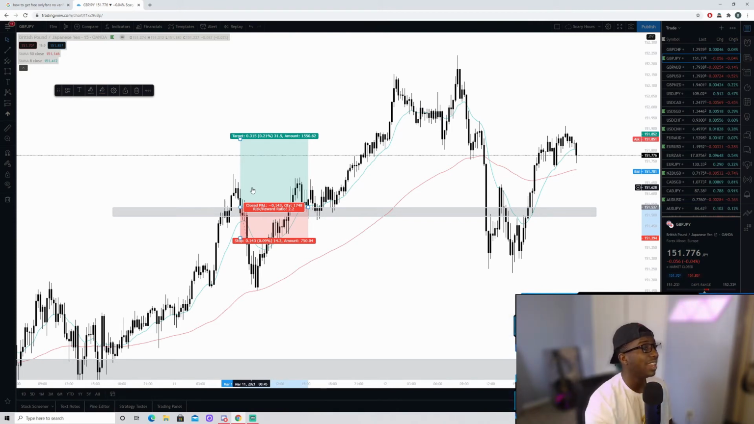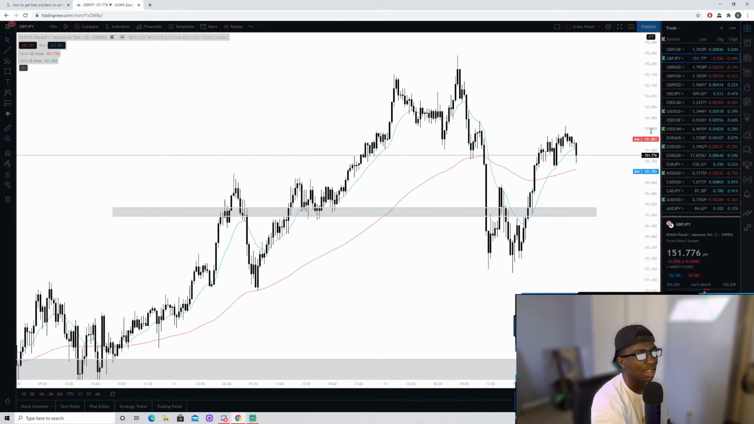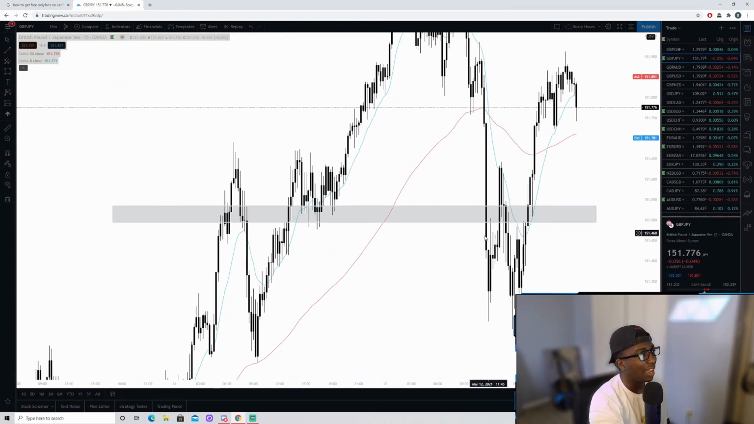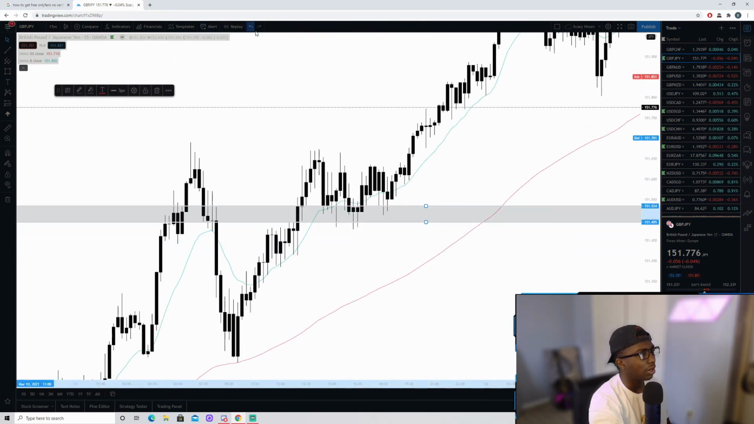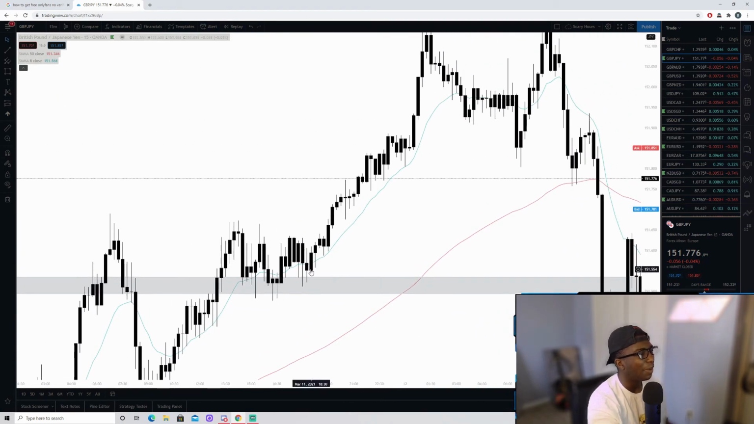So to avoid getting stopped out, what I like to do is, hold on, let me zoom in so you guys can see. What I like to do is I like to wait. What in the world, Bray? Are you drunk? But I like to see it going up, and you see how the moving average is sweeping, which I'll talk more about in the moving average videos. I like to see a sweep with momentum.